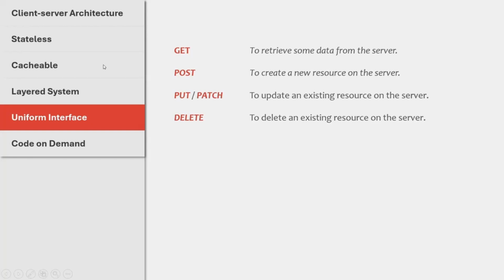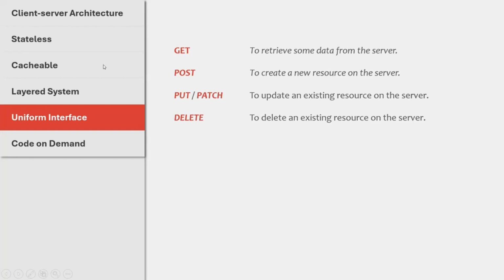Now, if we want to create a new resource on the server, for example, if you want to create a new product or a new user, at that time we will make a POST request. And when we make a POST request, in the request body, we also need to send some data using which we want to create that new resource. We want to create that new item on the server.